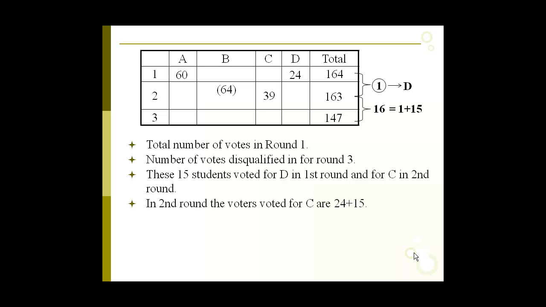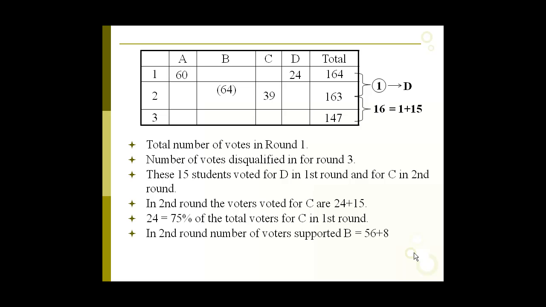In the second round, the voters who voted for C are 24 plus 15. These 15 are the voters who voted for D in the first round, now they are voting for C. So actually 24 voters voted for C in the second round, which is 75% of the total voters who voted for C. So the total number of voters who voted for C in the first round comes to 32.